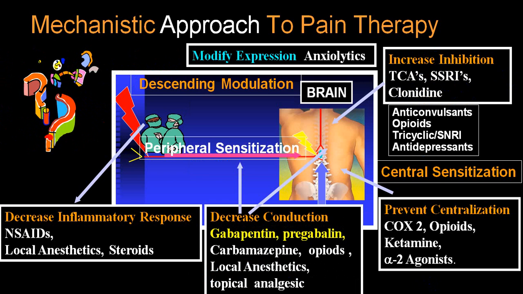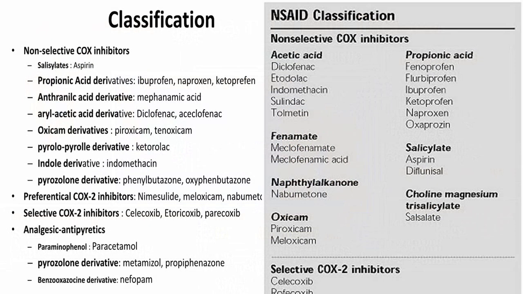So these are the groups which are being divided, and sometimes some of these treatments are very useful when there is central sensitization. These drugs will be very useful in central sensitization when acute pain becomes chronic, particularly chronic cancerous pain, etc.